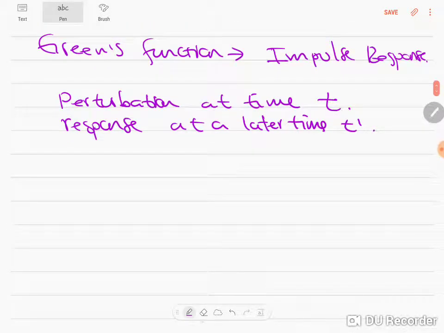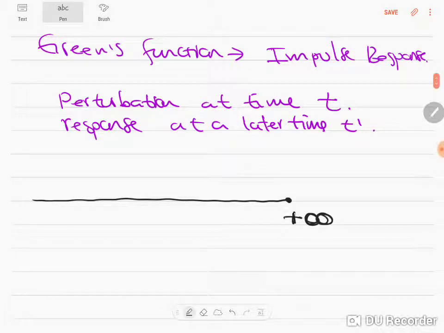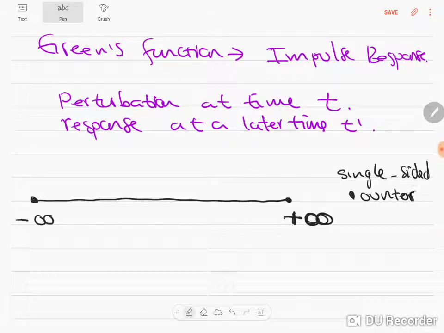Basically, for this scheme, what we use is the following. We use a contour, a drawing in black, and in this contour, this is plus infinity and this is minus infinity in time. This is very important: this is a single-sided contour. So just pay attention here because we have double-sided contours, and it's crucial that you understand this.